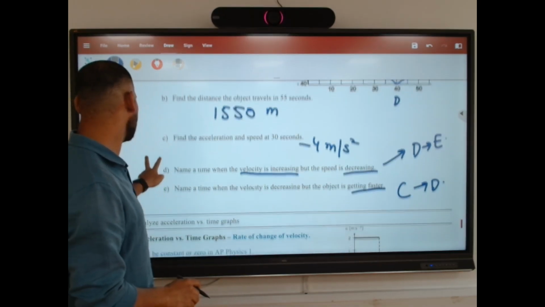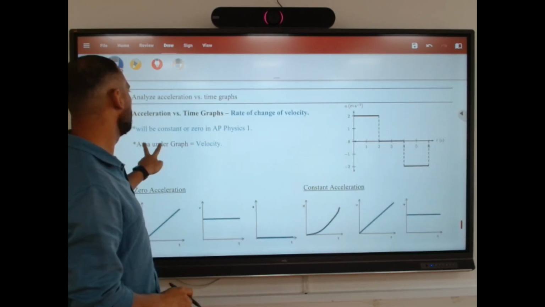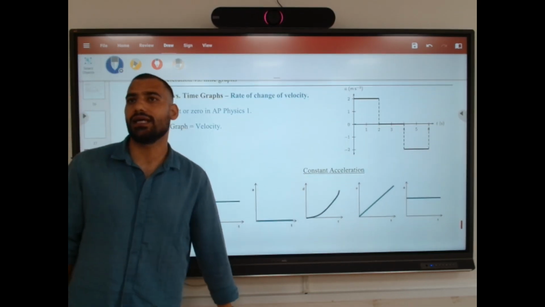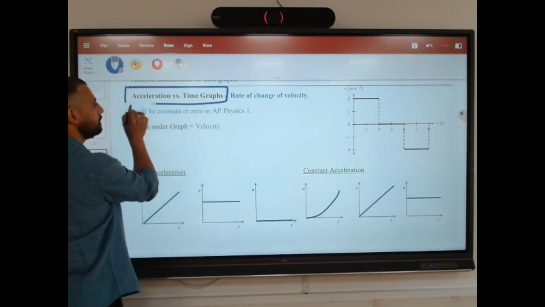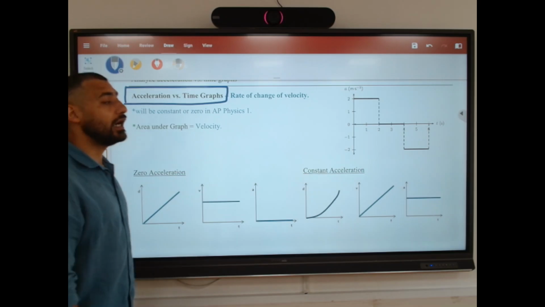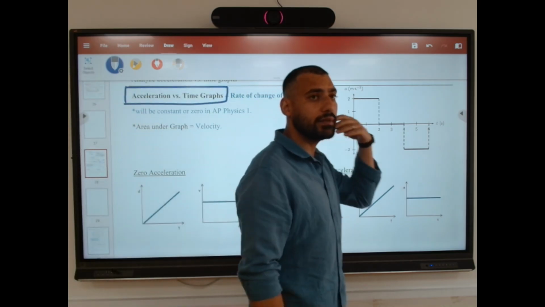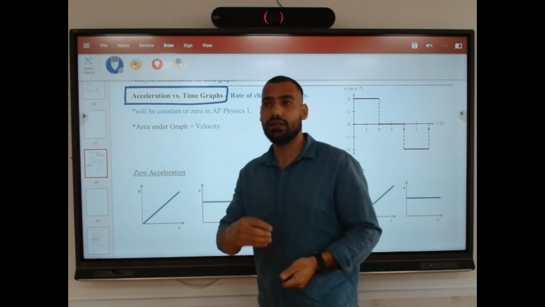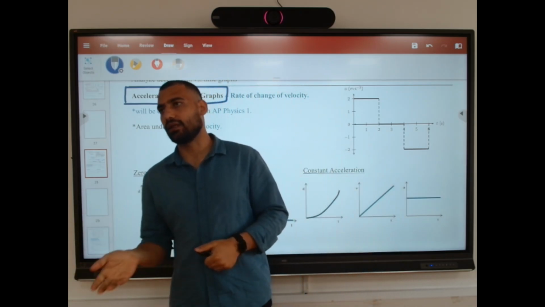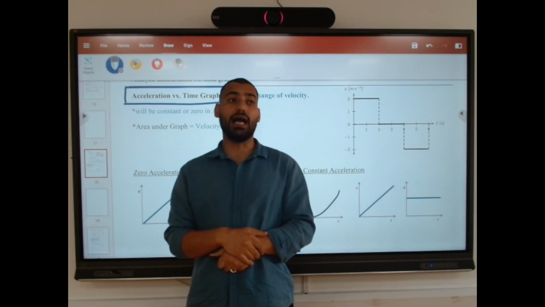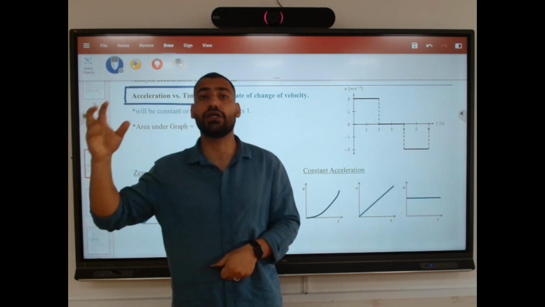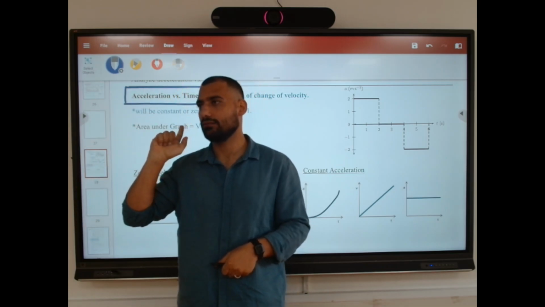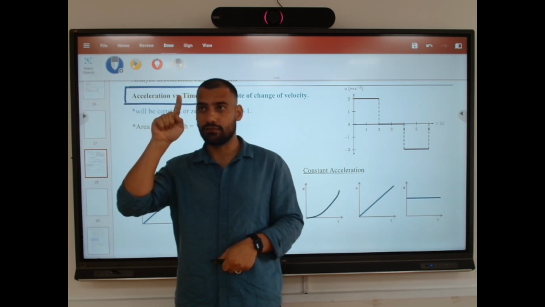Okay. Now we have the last type of graph, and that is what? The acceleration versus time graph. Okay. Now understand, an acceleration-time graph can be plotted if you already have the velocity-time graph. Okay. And a very important thing. From the acceleration-time graph, if you take the slope, you will get jerk. If you remember, I told you last time.